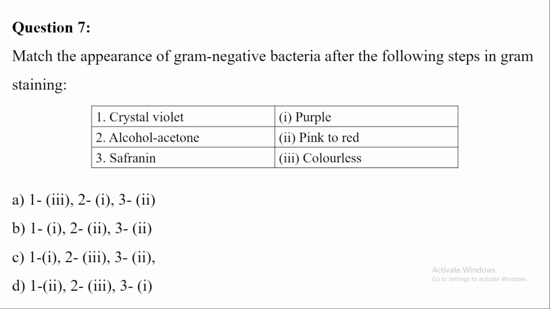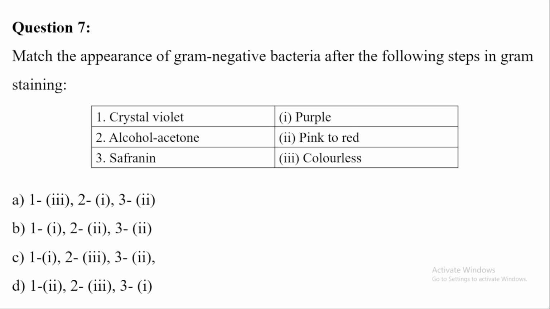I think purple. Yes. So after crystal violet staining, the cells become purple, and then once you wash it off with alcohol or acetone, what will happen? Alcohol and acetone can wash off the stain, so the cells will become colorless. Yes. And then safranin has a pink to red color, so it will stain the cells pinkish. So the answer for this question would be option number C. Yes, option number C would be the correct answer.